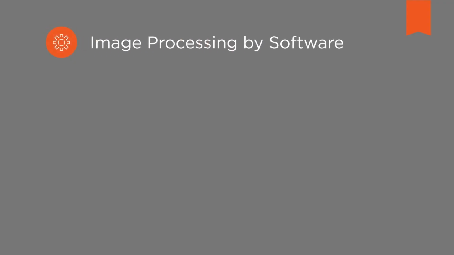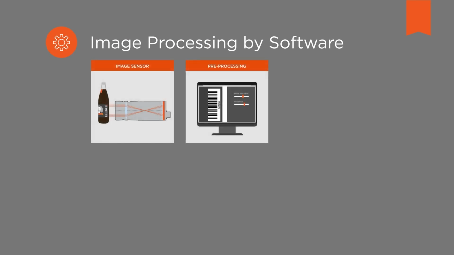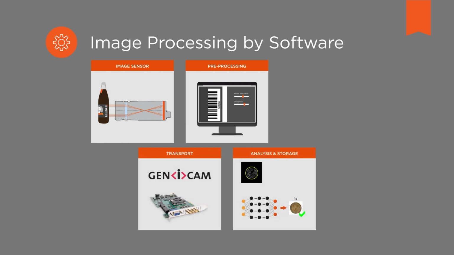In conclusion, digital image processing means image processing by software. From the control of the image sensor itself and the pre-processing of the acquired raw image data through the transport of the image between different subsystems and up to the analysis and storage. This takes place depending on the system structure within a camera or across several subsystems.